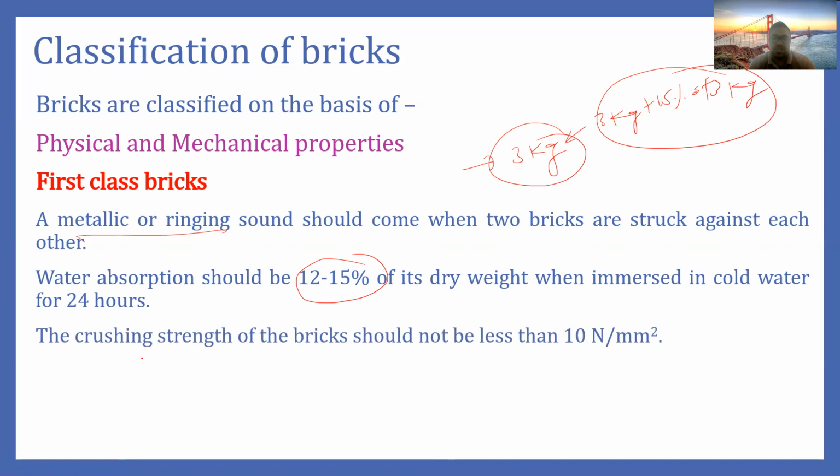Also, the crushing strength. When we test the brick, the crushing strength should not be less than 10 Newton per mm square. So yes, bricks are tested for the water absorption. They are tested for the strength also. So in the test, water absorption should not be more than 15%. The strength should not be less than 10 Newton per mm square. So that is the mechanical property or mechanical criteria for the brick.